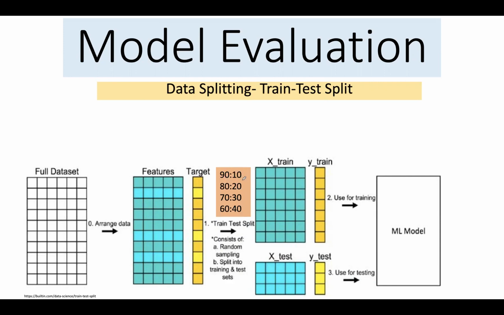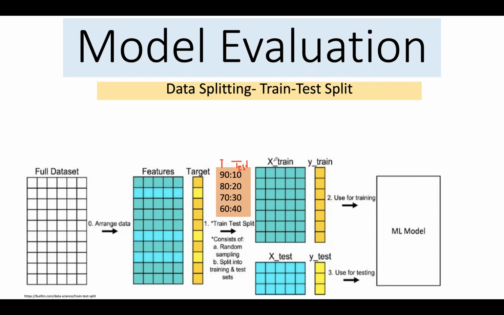You can do a 90-10, meaning this is the training and this is the test, right? So meaning 10% of your full data set is test data. So it could be 80-20, 70-30 split, or 60-40, meaning 60% will be training data and 40% will be your test data. Okay, so once you do that, of course, the way you select that is random sampling, right?